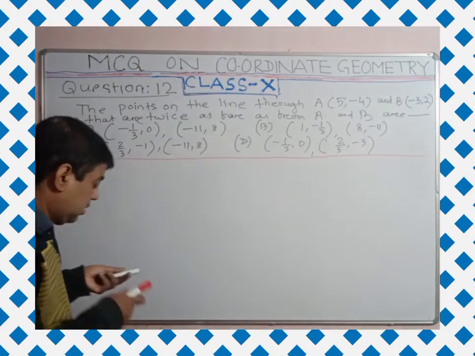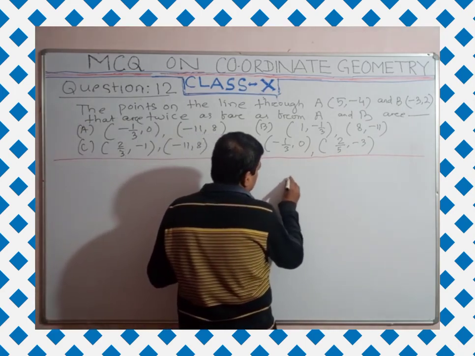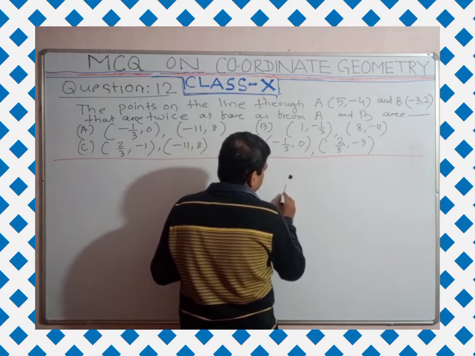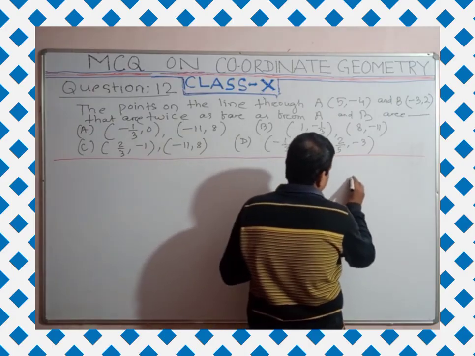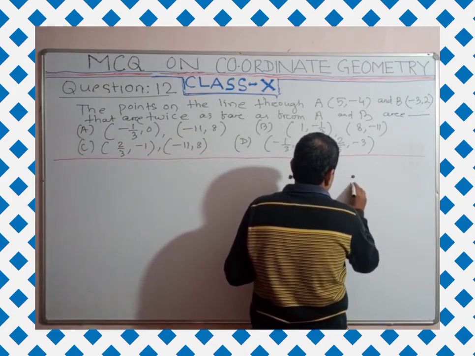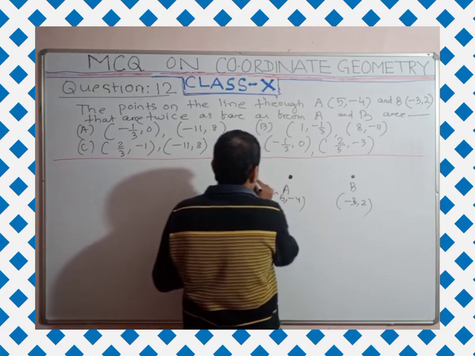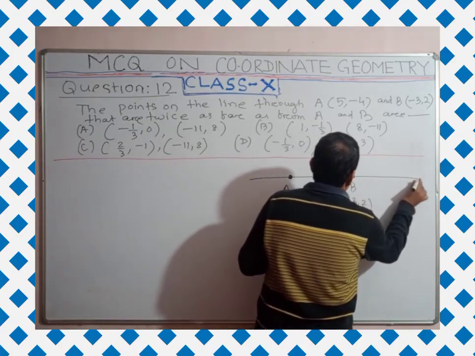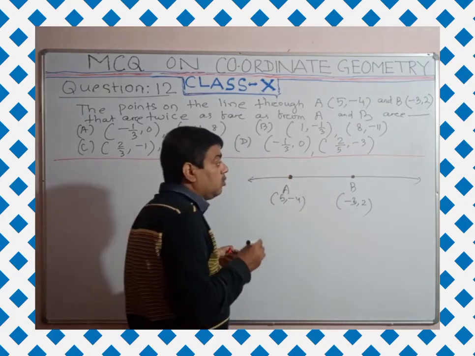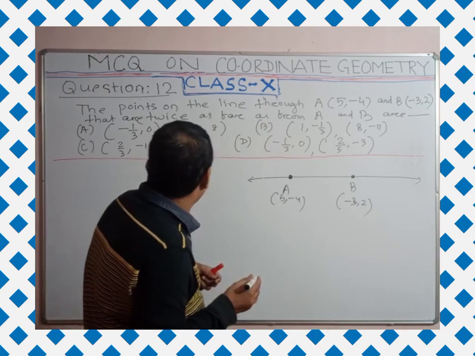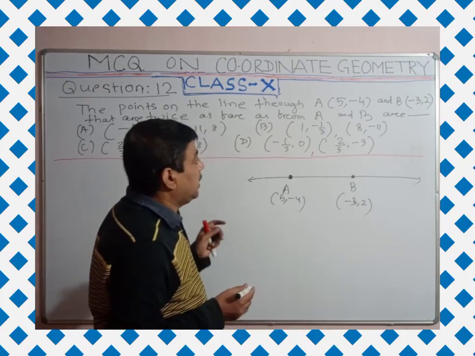Okay. See here, you see the diagram first of all. Here A is a point. Yes or no? A is a point, and the coordinate given is 5, minus 4. And B is another point. The coordinate of B is minus 3, 2. So here a line is drawn through the points A and B. Here you draw a line, not a line segment, a line. And there is another point P whose coordinates we have to find, such that it is twice as far from A as from B.